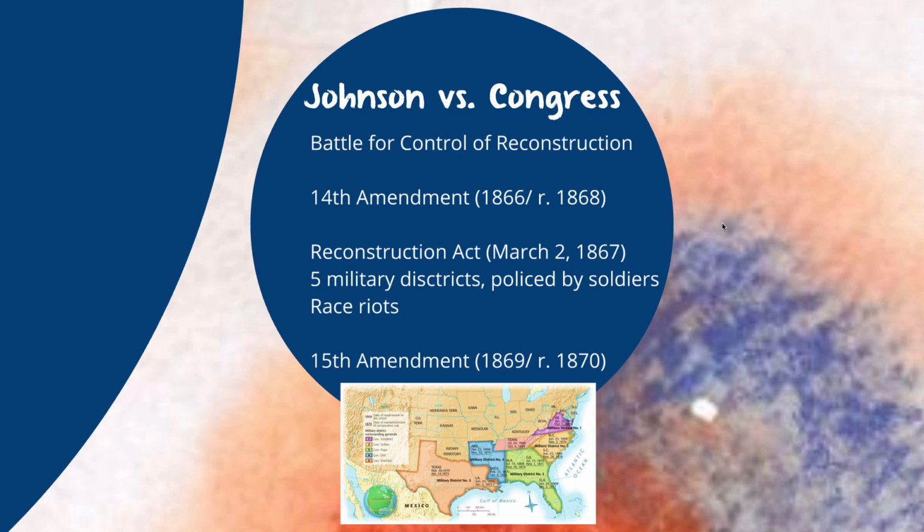So Congress is going to prepare the 15th Amendment, and it gets passed in 1869 and finally ratified in 1870. So what does the 15th Amendment do? The 15th Amendment prohibits the denial of the vote on the basis of race, color, or previous condition of servitude.